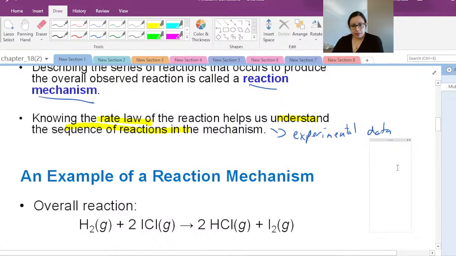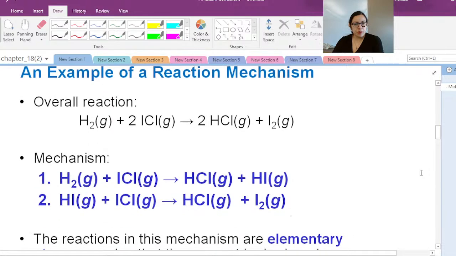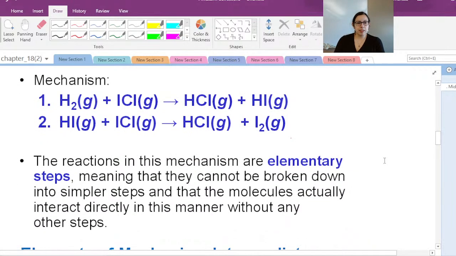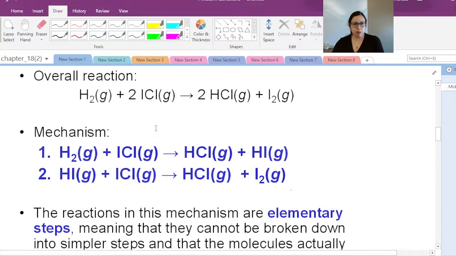All right, so here's some examples of what we're getting at. We're just given this overall reaction, so you could obviously be given that on a test. We're looking at the reaction of hydrogen plus iodine chloride giving us HCl plus iodine. What's not clear from this is the mechanism, so you would have to determine this mechanism experimentally.